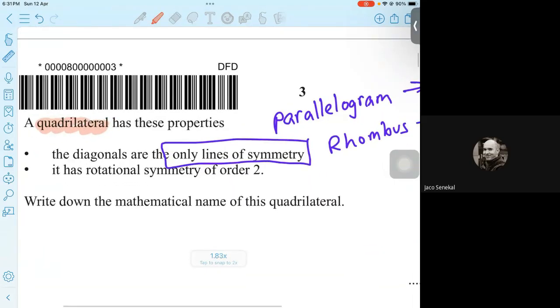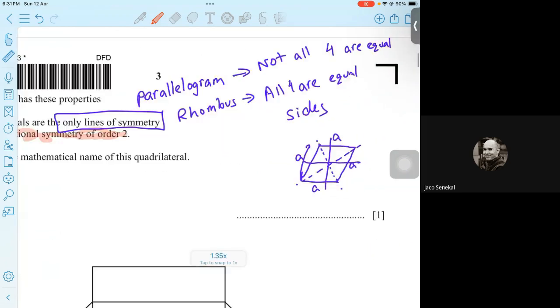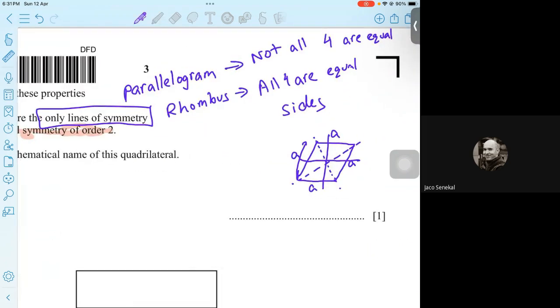The second part is that it has a rotational symmetry of order 2. Rotational symmetry basically says, if you rotate this about 90 degrees as many times as possible, how many times do you get the exact same shape in return? Okay?